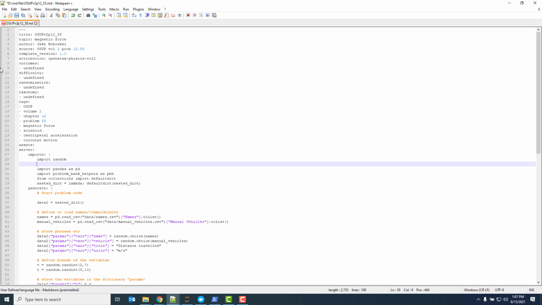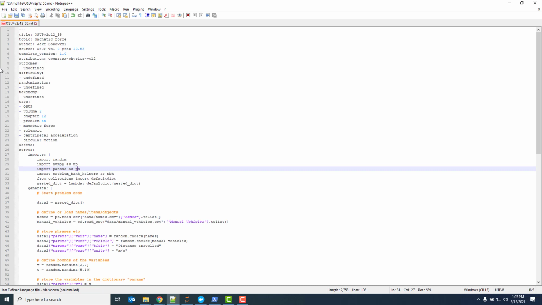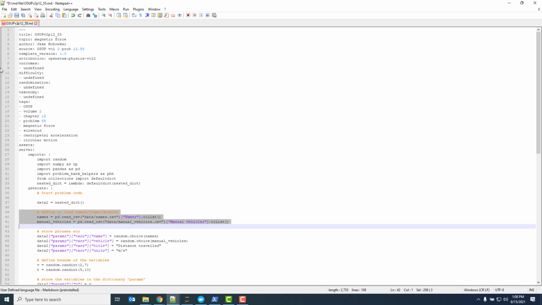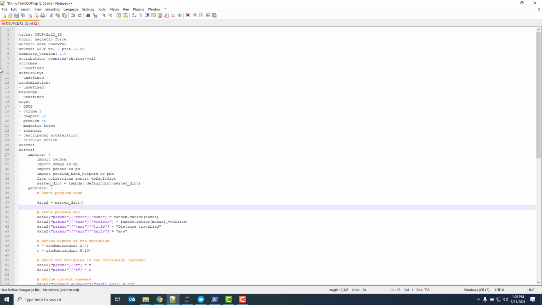However, note that NumPy is not there, so let's add import numpy as np. Okay, and then we start the question code, start the problem code. We'll leave this line alone, and so this define names, items, objects, we're not going to need for our problem, so we'll get rid of that.